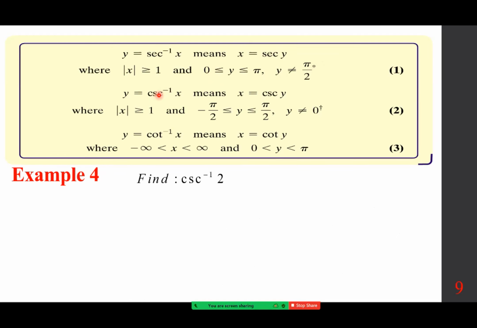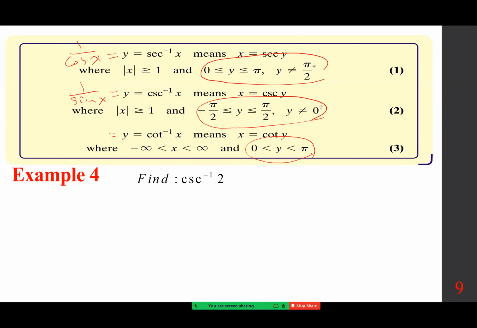Cosecant, let me just write it this way, it will help. So this is 1 over cosine. So think of cosine for the restriction. This one is 1 over sine. So think about sine for the restriction. Cotangent, although it's 1 over tangent, is not going to follow that. The reason it follows 0 to pi is because of the graph.